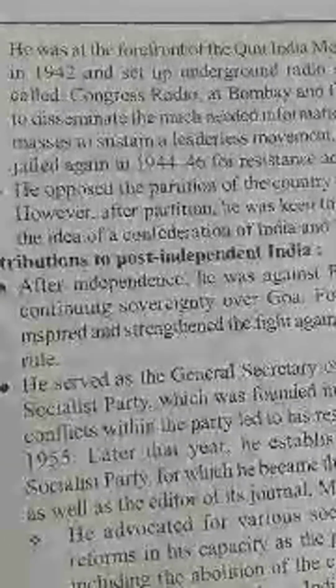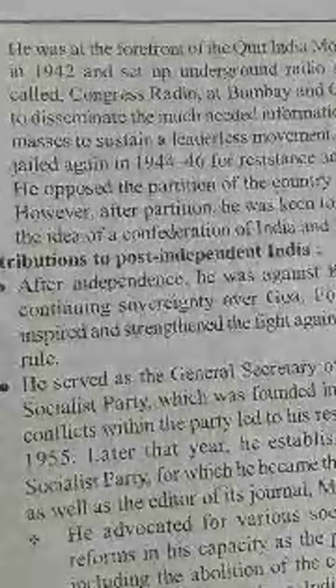Contribution to post-independent India. He inspired and strengthened the fight against colonial rule. He opposed Portugal's continuing rule and sovereignty over Goa.